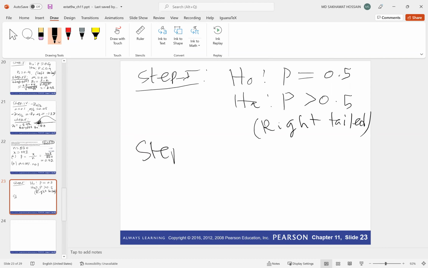Okay, so step two is decide your alpha. So alpha is a 10% level of significance. So this is 0.1.